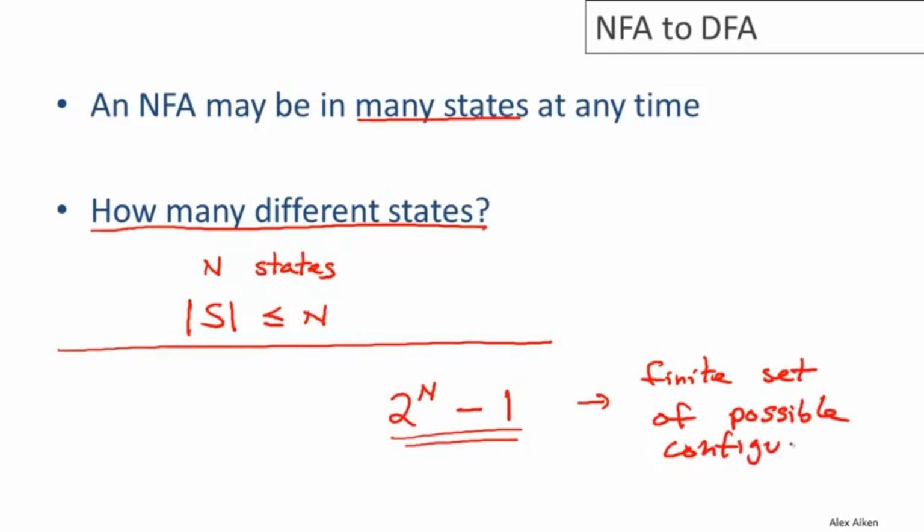And this is going to give us the seed of the idea for converting an NFA into a DFA, or a deterministic automaton. Because all we have to be able to do to convert a non-deterministic automaton into a deterministic automaton is come up with a way for the deterministic automaton to simulate the behavior of the non-deterministic automaton. And the fact that the non-deterministic automaton can only get into a finite set of configurations, even if that set of configurations is very large, is exactly what we will exploit in the construction.